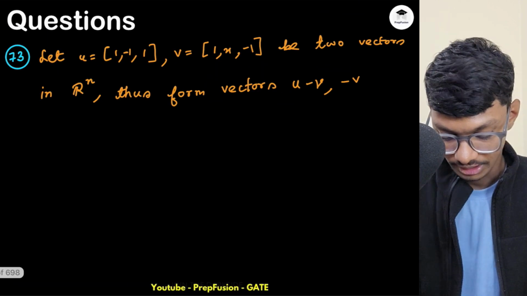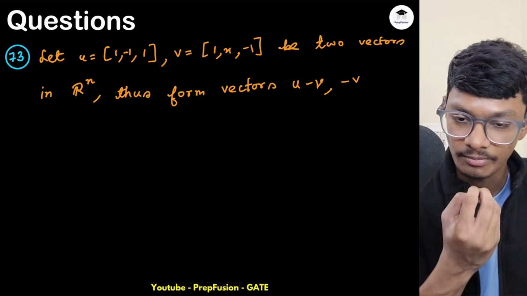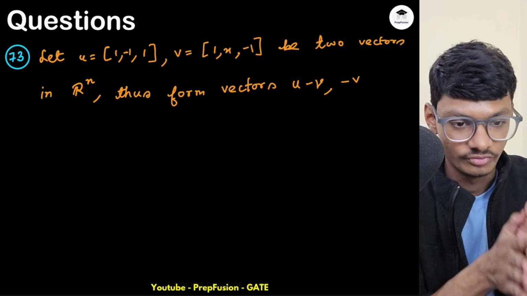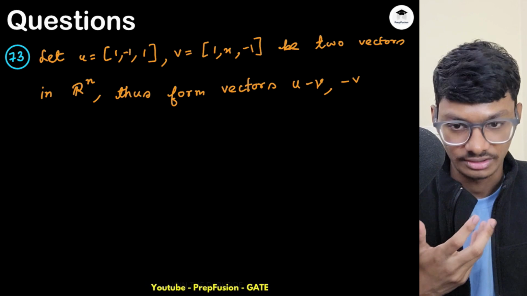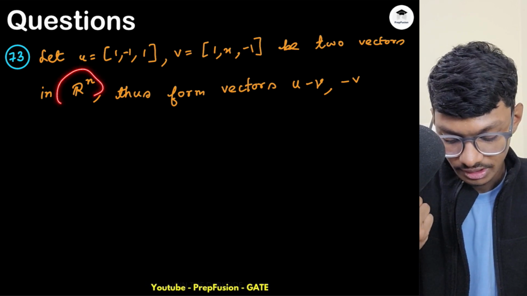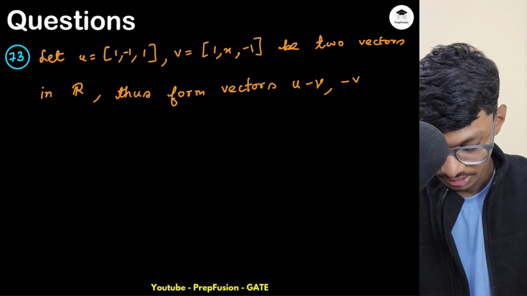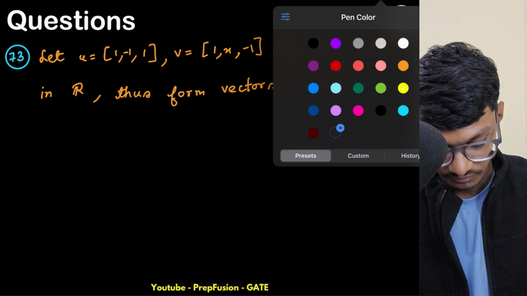So yeah, these are a few examples of vector axioms. Let's do one example problem, and from there we'll understand how to add two vectors or how to write the minus v vector. Here we have two vectors u and v in R raised to power n dimension. In this case, it is R raised to power 3 dimension, right? Because we have a 3D vector.